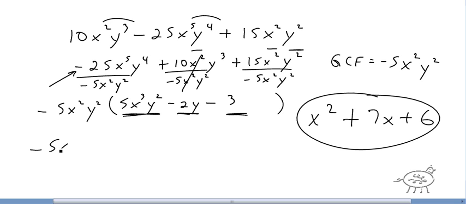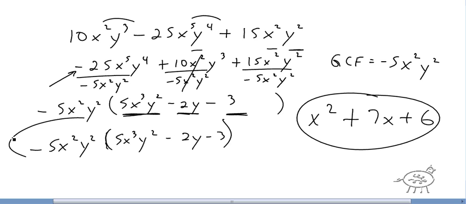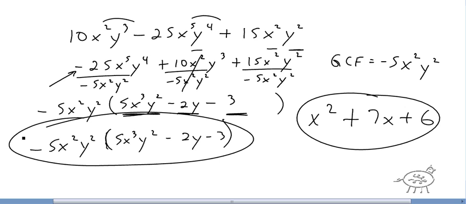It's just negative 5x squared y squared times 5x cubed y squared minus 2y minus 3. And that's your final answer. Alright, that's not too bad. Okay, so let's try another one here. Again, it's just more examples, but you got to follow that pattern every time. All right, gonna make it a little nasty.